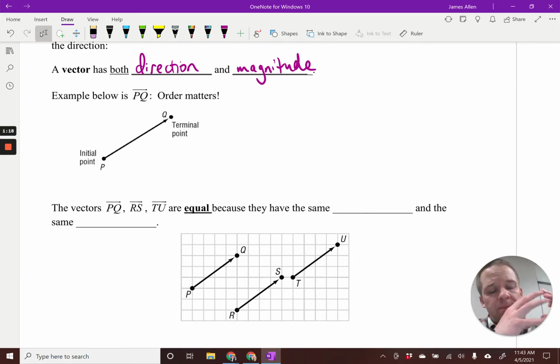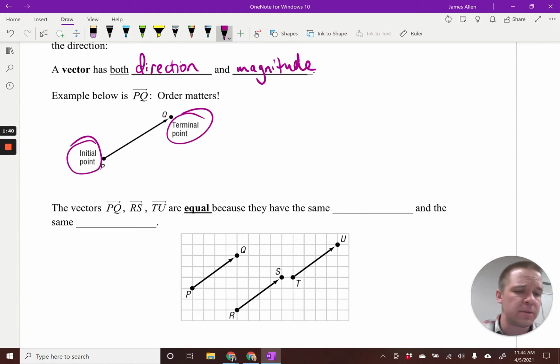So we have vector PQ, and the order matters. Think back to geometry when we had a ray, with that line with the one arrow on it. The order mattered in which you put it. PQ and QP are two different vectors. Now, let's take a look down below here. Actually, backtrack. We got our initial point and we have our terminal point, so there's some new vocab that we're going to be dealing with there. Didn't mean to skip over that.